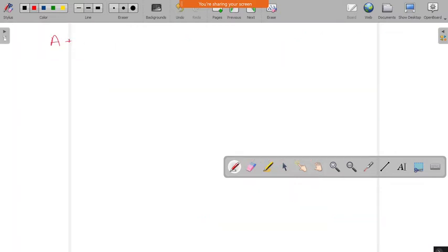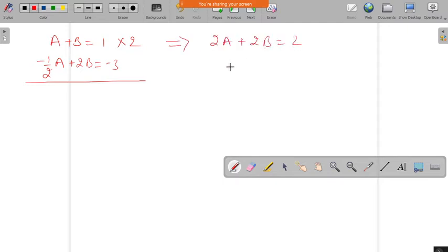That is, a plus b is equal to 1, and minus half a plus 2b is equal to minus 3. Now I will multiply equation 1 by 2 and then subtract. So you are going to get 2a plus 2b equal to 2, and here minus 1 by 2 a plus 2b equal to minus 3. Now I will subtract this equation and this equation.